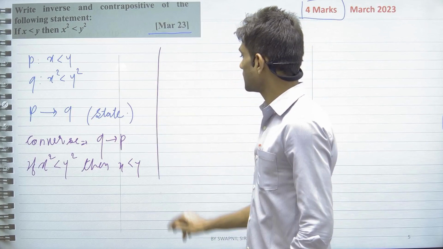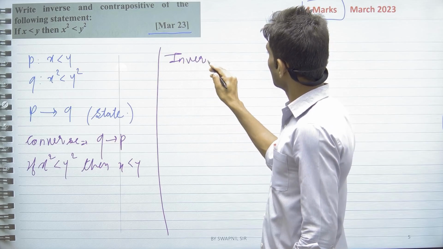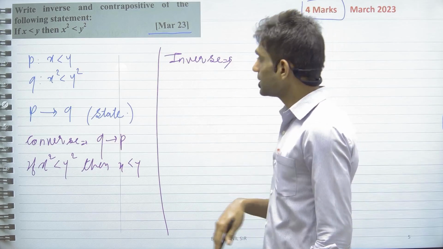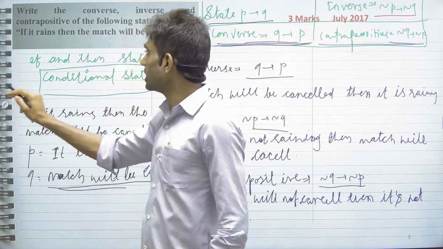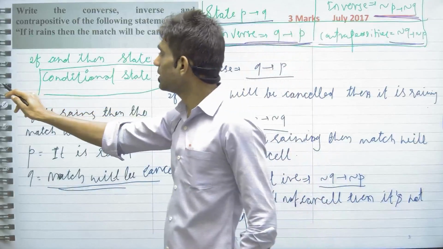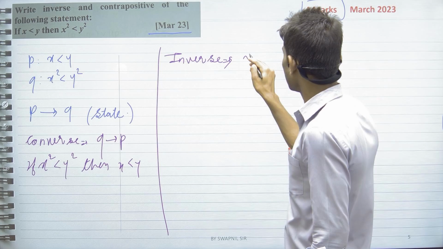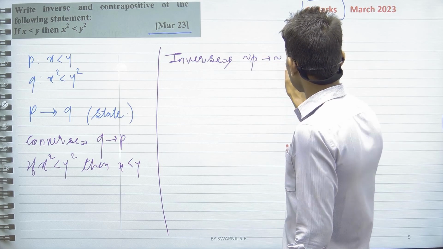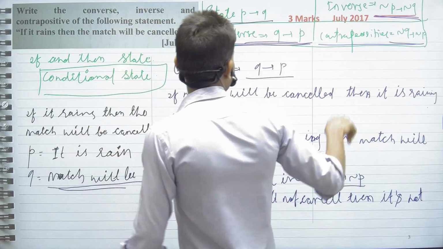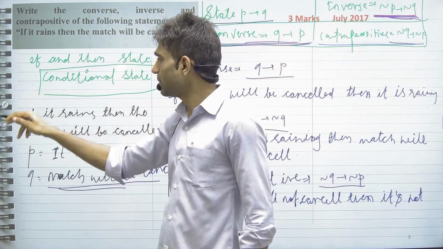After that, inverse. If we have statement P implies Q, then its inverse says that we have to go for the negation of P implies negation of Q. So inverse: negation of P implies negation of Q. What the inverse of our statement says is to go for negation of P implies negation of Q. Okay, all four statements are given here.